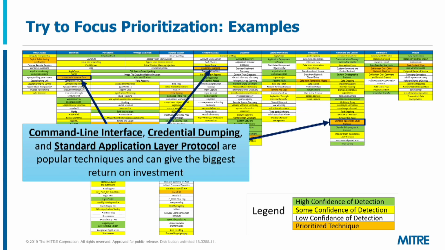Another example is command line interface, credential dumping, and standard application layer protocol. These are ones that we can select because they're popular. Maybe focus on popular techniques or ones that are easy to execute, things like that, as a way to scope what you're looking at and where the gaps are and where the next steps are.